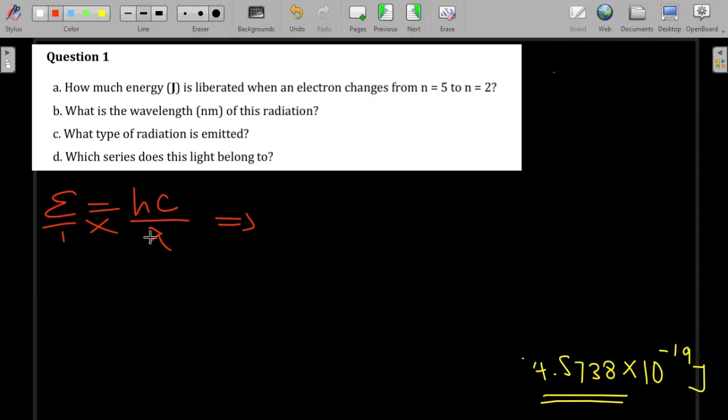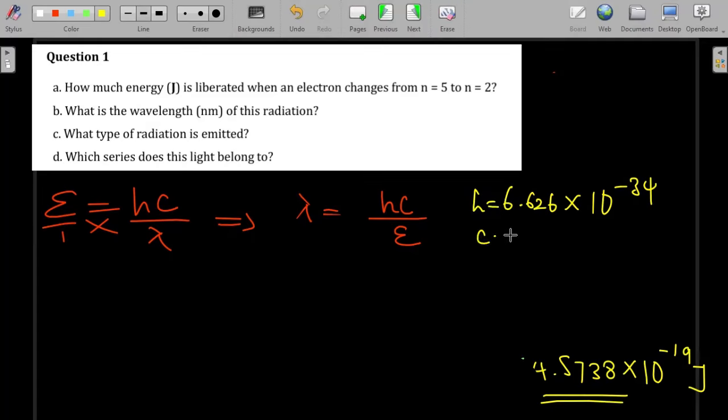Okay, and then dividing both sides by E, we're going to get wavelength equals hc over E. Okay, so now h is the Planck's constant. It has a value of 6.626 multiplied by 10 to the power minus 34. So this is the Planck's constant, the h. And then c is the speed of light. We're going to be using 3.0 times 10 to the power 8 meters per second. This one is just joules meter like this.